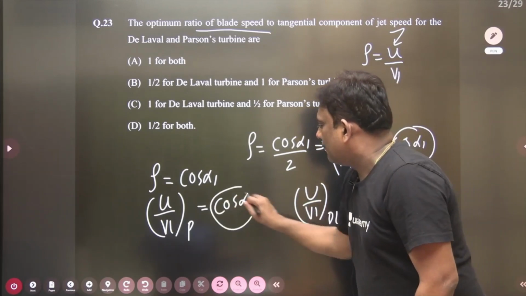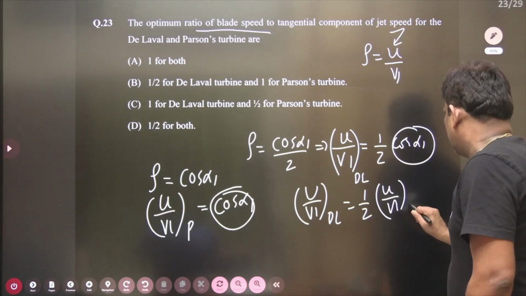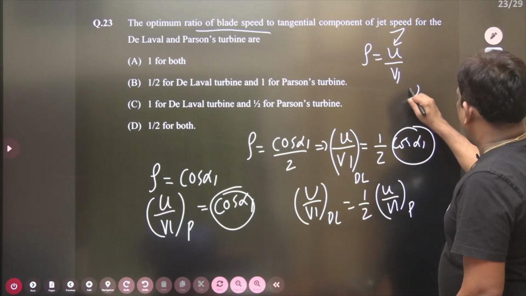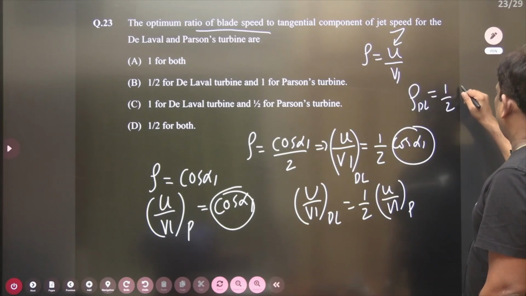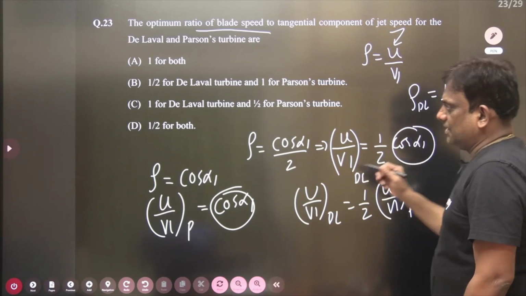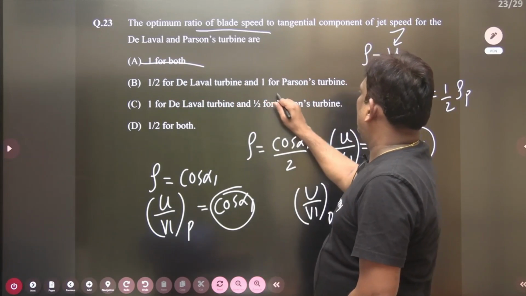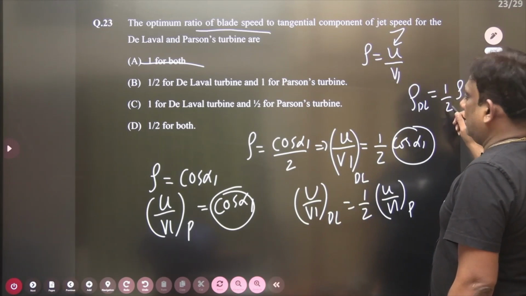What is cos alpha 1? U by V of Parsons. So can I say that the blade speed ratio of D level is half times the blade speed ratio of Parsons? Let us check. One for both is wrong. Half for D level and one for Parsons.